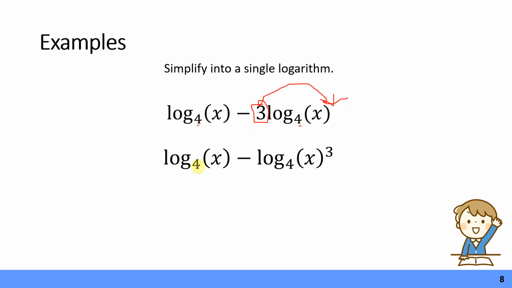There's no number in the front, so that one stays like that. Log base 4 of x, and then the 3 becomes an exponent. Now, I don't have any other exponents to do. Now all I have to do is just somehow combine both of these.